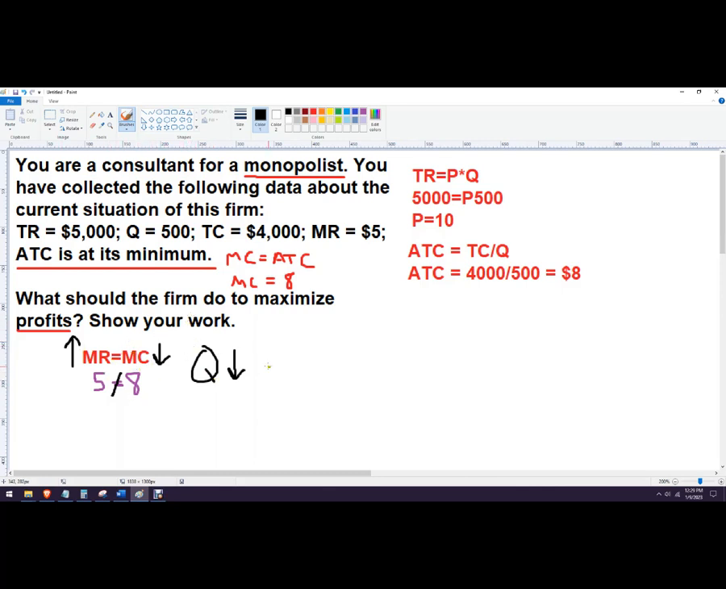We want to produce less products, and by producing less products, we can then increase our price, because a monopoly is going to look like this. Here's our demand. Here's our marginal revenue. If we raise the price, we're going to sell a lower quantity, and we'll be producing at a higher spot on our marginal revenue curve as well. So we want to produce less is the answer. The way we get it is to manipulate these other formulas here.